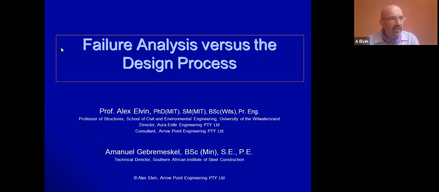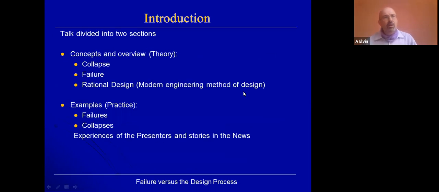We'll be talking about failure analysis versus design process. So let's see if I can start the presentation. The presentation will be divided into two main sections. The first section, let's call it theory, will be presented by me. We'll talk about collapse, we'll talk about failure, we'll talk about rational design, and then we're going to mix it all up and talk about everything at the same time. The second section will be the practical aspects, where we'll talk about failure and collapse from our experiences and from what has been happening in the news.